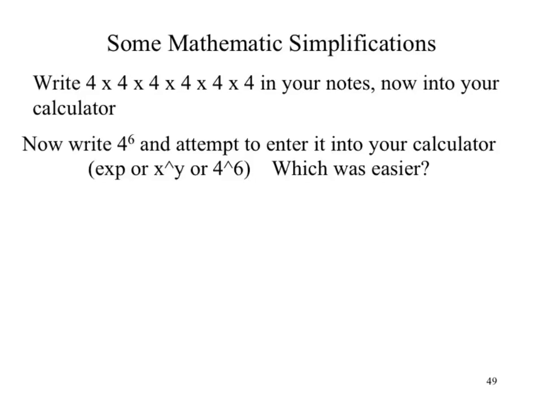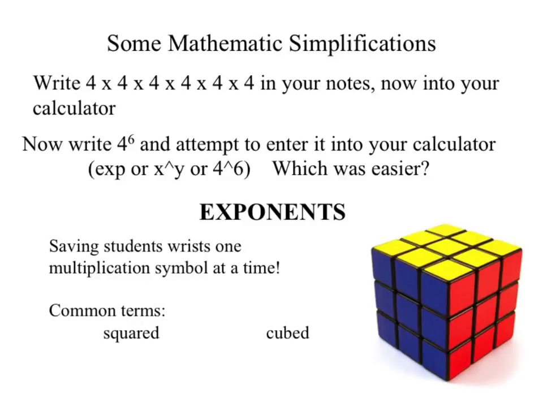So we've got a shortcut. We can use our exponential values. Right? So that exponential value is now telling us to do 4 times 4 6 times. Okay? That makes entering it into the calculator significantly easier, and it kind of saves your wrist from all of that writing out. Okay? So our exponents are going to become of critical use.